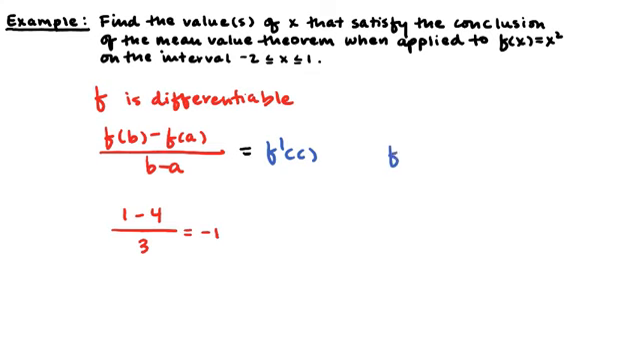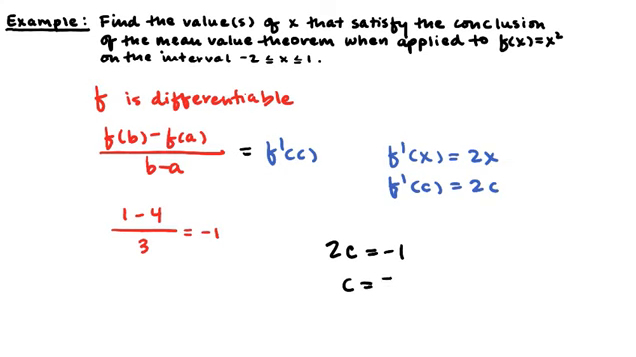Well, f prime of x is equal to 2x, so f prime of c equals 2c. So I need 2c equals -1, and that c equals -1/2. So if you went in and found the slope of y equals x squared at x equals -1/2, you would find that it equaled -1. And that would be where the slope of the tangent line was equal to the slope of the secant line.